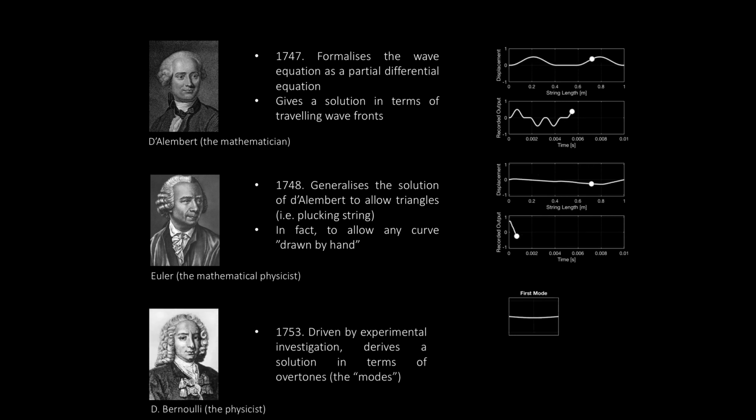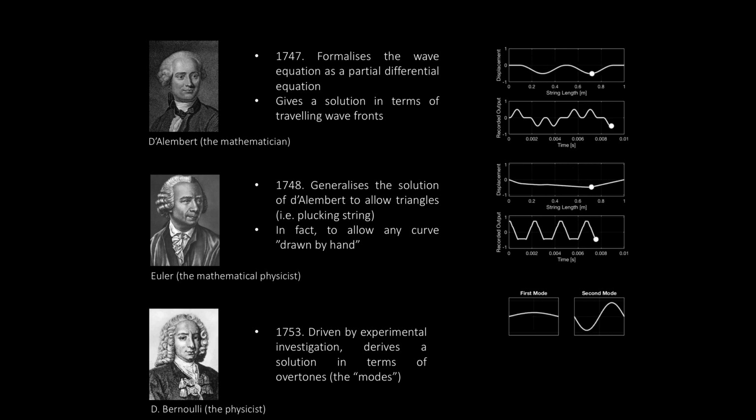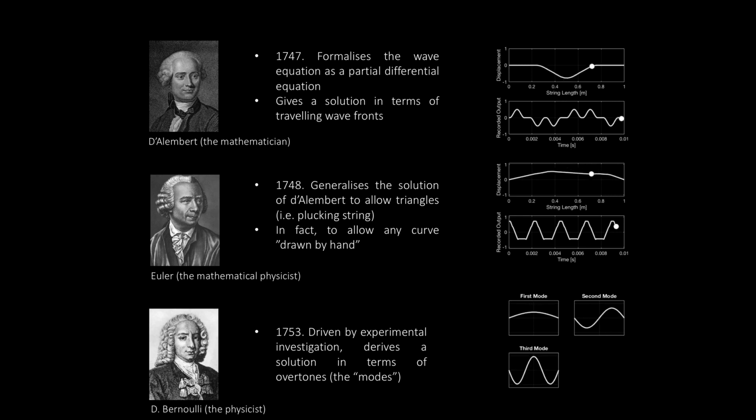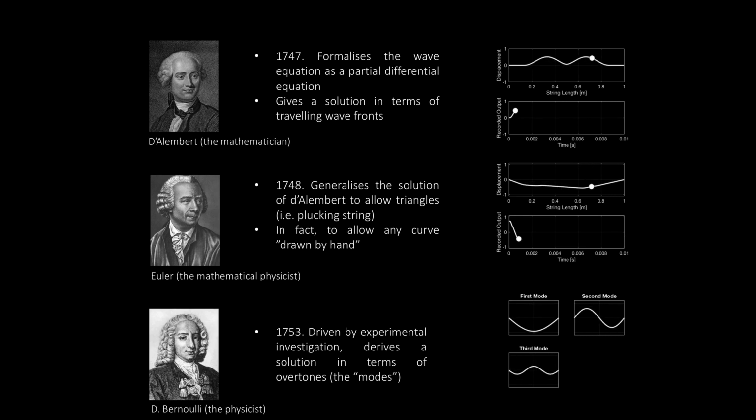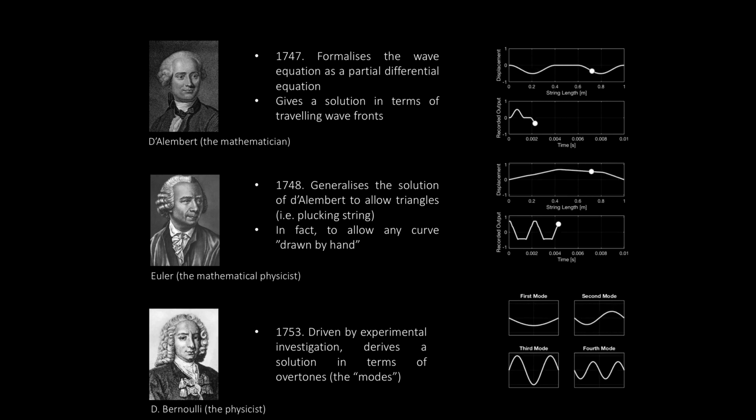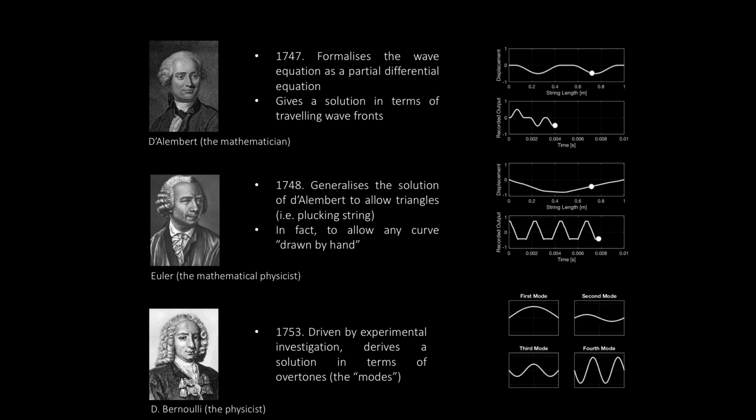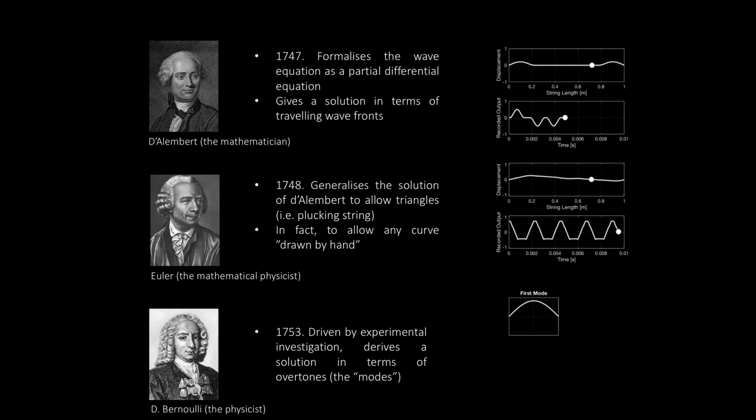But then there was another guy, Daniel Bernoulli, who jumped in a few years later, and he was driven by experimental investigation. And instead of giving a solution in terms of traveling wavefronts, he gave a solution in terms of the overtones, in terms of standing waves. And of course, D'Alembert and Euler weren't really happy about that because they could see traveling wavefronts on a string. And these scientists argued for a long time and never really got to the end of the argument.